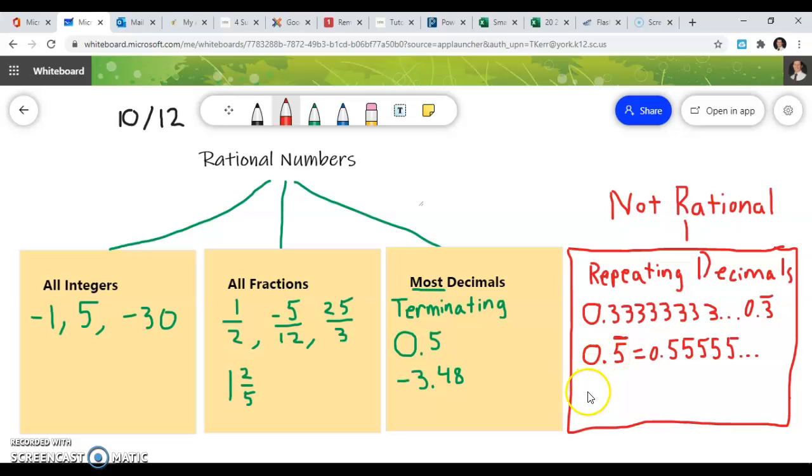And then you could have a bar that's over just one part of the decimal. So if you had something like this where it was 1, 2, that would mean that the 1, there's no bar over it, so it doesn't repeat, but the 2 does. So it's 0.1222222. And so it doesn't matter what the numbers are, but if it goes on forever, it is repeating. Excellent.